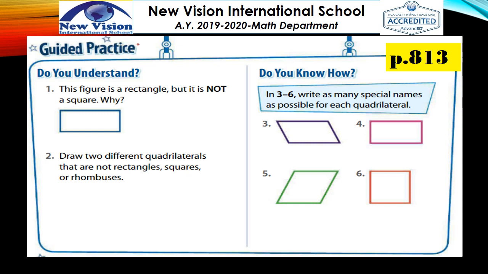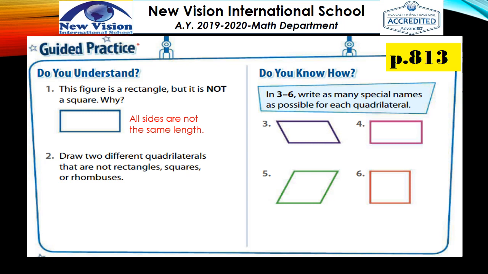Why? What's your answer? Because all sides are not the same length. Remember, a square has all sides the same length, correct? Good. Number 2. Draw two different quadrilaterals that are not rectangles, squares, or rhombuses.